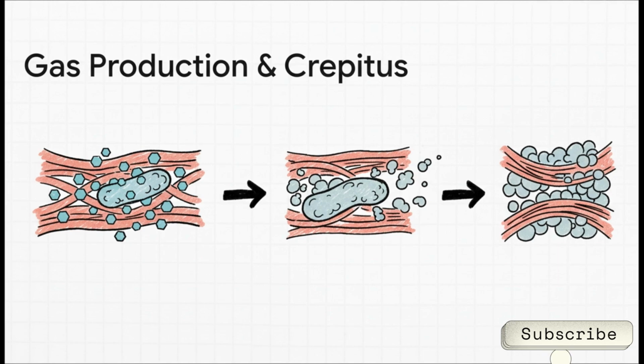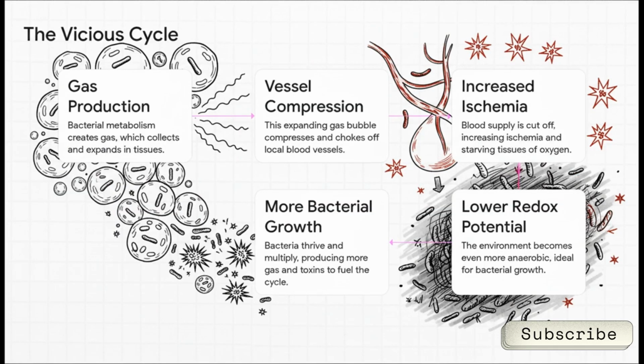So that key clinical sign? It's literally a byproduct of the bacteria having lunch. And this right here is where the vicious cycle kicks into high gear. The gas produced by the bacteria starts to build up and compress the surrounding blood vessels. This compression cuts off the blood supply even more, increasing the ischemia. More ischemia means the environment becomes even more anaerobic. The redox potential drops even lower. And what do these obligate anaerobes absolutely love? An oxygen-free zone. So they grow even faster, producing even more gas and toxins, which causes more compression, which causes more ischemia, and the whole cycle just spirals out of control, leading to explosive tissue death.